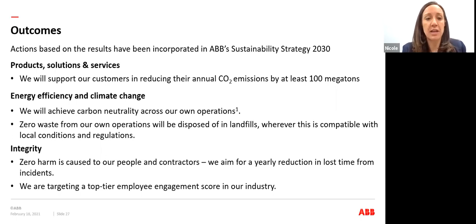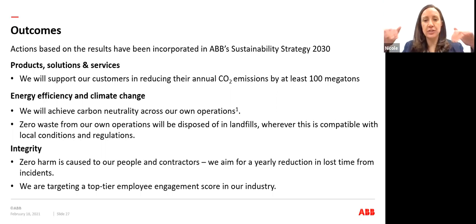But when we talk about what we're going to do, if our customers want us to develop the latest and greatest products and help them with their solutions, we're going to commit to that. So ABB's commitment is to reduce annual CO2 emissions by 100 megatons. For energy efficiency and climate change, we want to do carbon neutrality across our operations. We want to do zero waste to landfills. From an integrity standpoint, we really focus on health and safety and zero harm for all of our people and for our contractors. So we are measuring lost time injuries and a reduction in lost time injuries. So these are really, really high level goals.